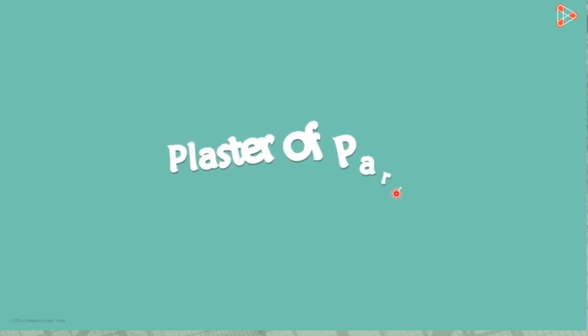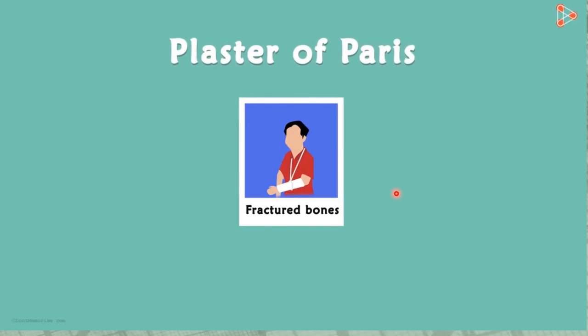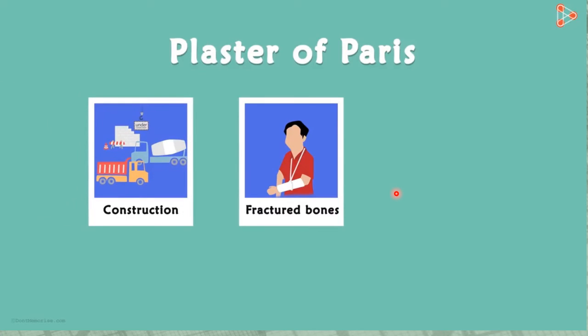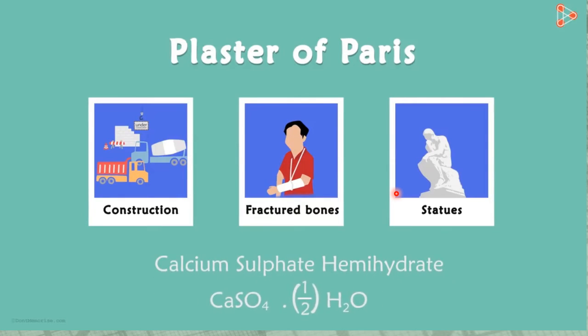Have you heard of plaster of Paris before? Yes, it's a substance which doctors use as a support for fractured bones. It's also used in the construction industry and in making casts for statues, and also making designer false ceilings. Its chemical name is calcium sulfate hemihydrate, and its chemical formula is this: hemi for half. CaSO4 and half a molecule of water.